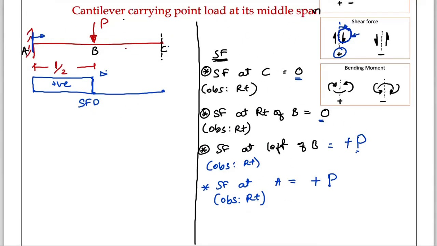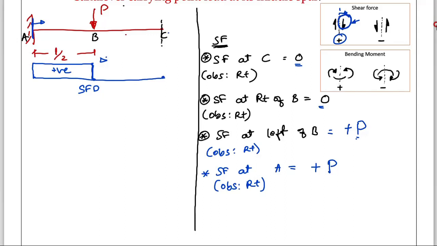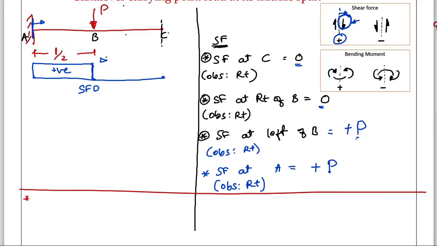Okay. Now we'll come to BMD. For that I will write here. First point, bending moment at C point. Okay, this is your section. Observations will be made on the right side. What are you seeing on the right side? Nothing. Therefore 0. Then over.